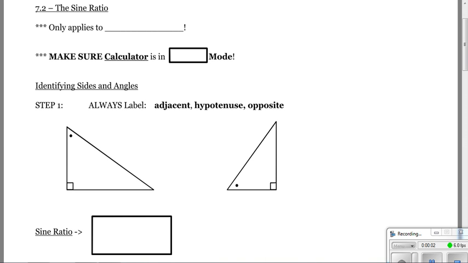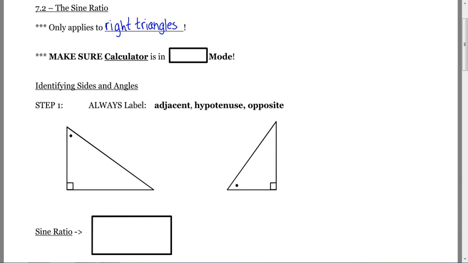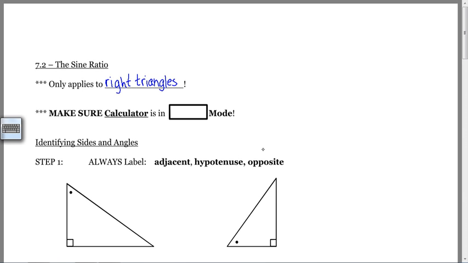Okay, so now we're doing the sine ratio. Again, this still applies to only right triangles. So we're going to learn some tricks here.